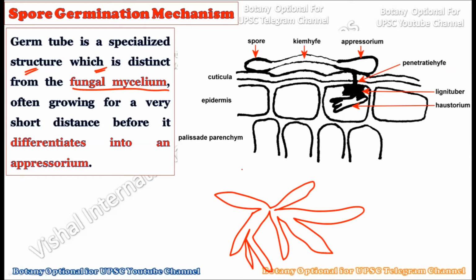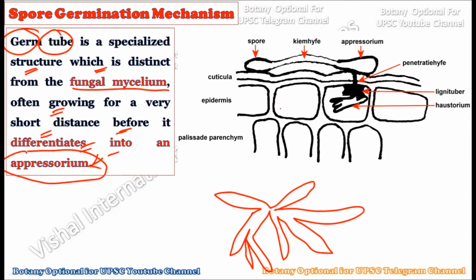Actually, the germ tube is a very important structure which is required during the plant pathogen interaction and to cause disease within the plant. It is not a simple vegetative structure. It is a specialized structure responsible for entering into the plant cells. Now, it often grows only a very short distance before it differentiates to form the appressorium. This is a very important word, which we call the appressorium.